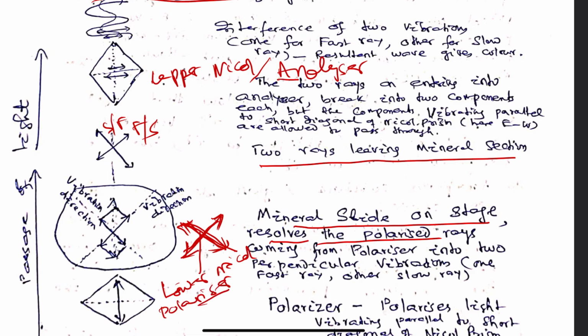As the name implies, this upper nickel analyzes the light that enters into it. We have two rays, one ordinary, the other extraordinary, both entering into the nickel. Each of them gets doubly refracted.